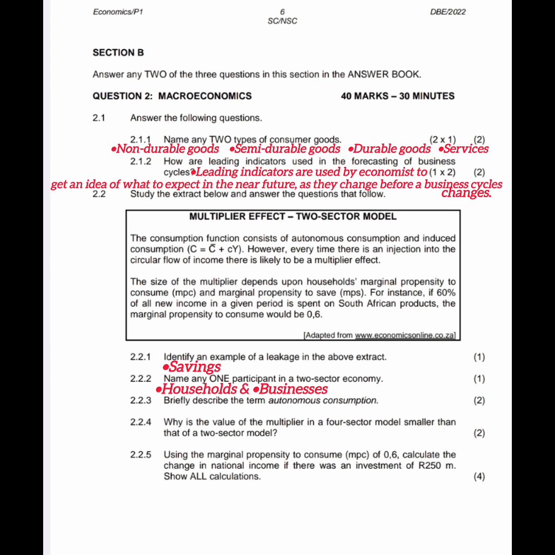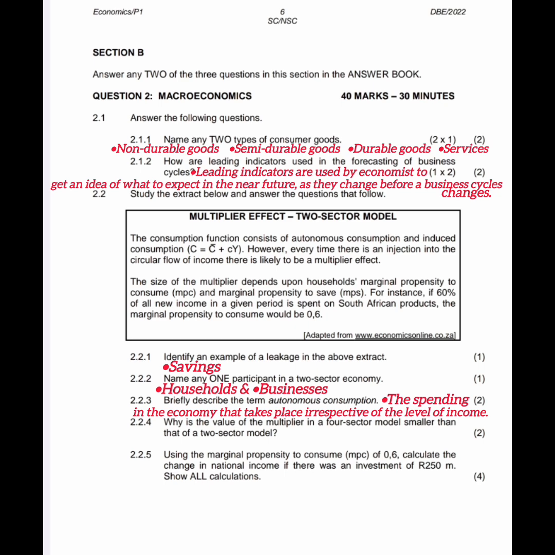2.2.3, briefly describe the term autonomous consumption. So as you know, autonomous consumption is consumption that does not depend on income. So autonomous consumption means the spending in the economy that takes place irrespective of the level of income, or the level of expenditure that exists when income is zero, right? So autonomous consumption, just know that it doesn't depend on income.